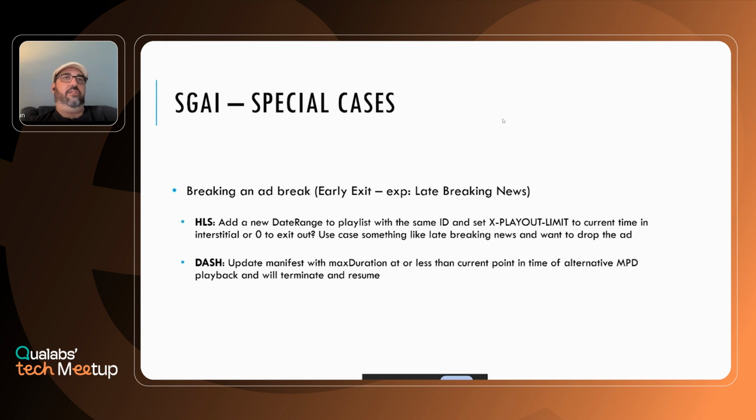In Dash, you can update the manifest. You don't have to add a completely new tag. You would just change some of the attributes on your current replace or insert tag. If you wanted to bust out of your ad break, you can use the max duration. Same thing: you set it at or less than the current point in time of the alternate MPD playback, and then it will terminate and resume back to wherever you have set from your resume point. So these are handy little things to know about, and more importantly, that you can update these things if necessary as things proceed.